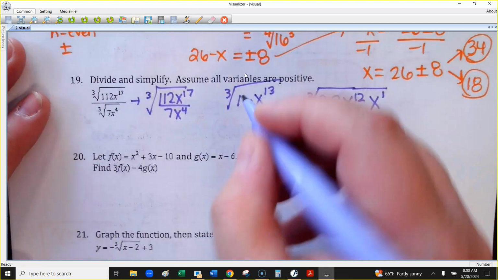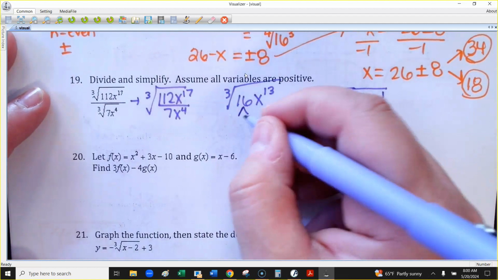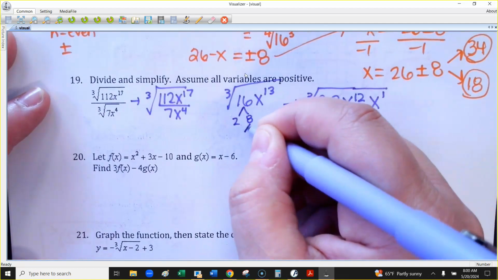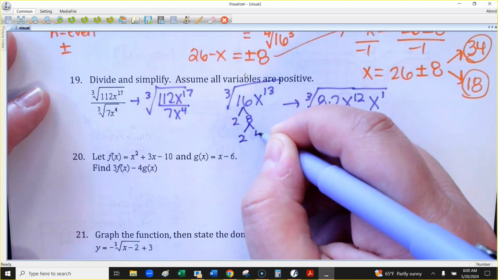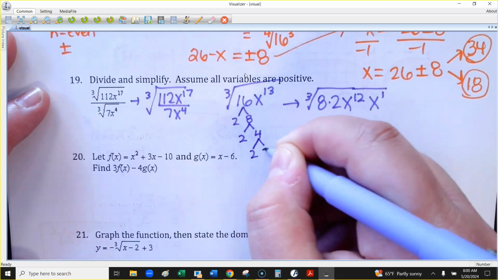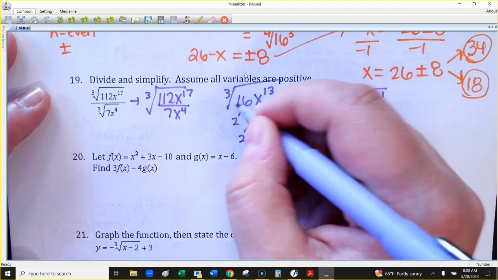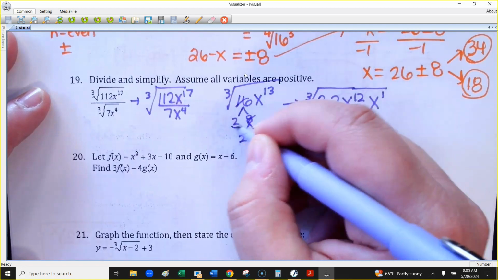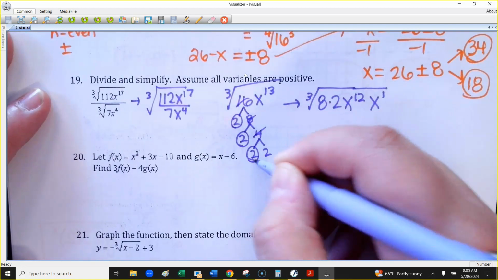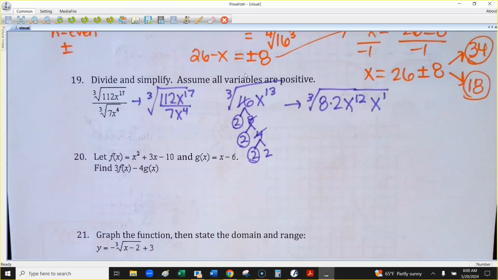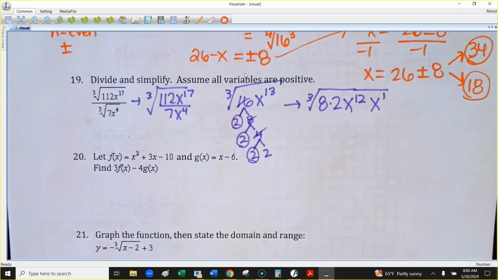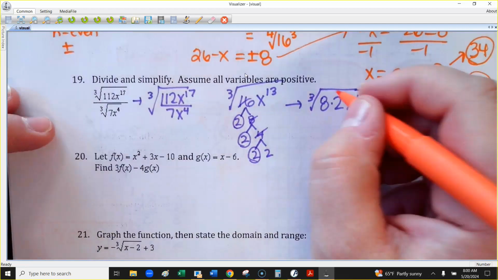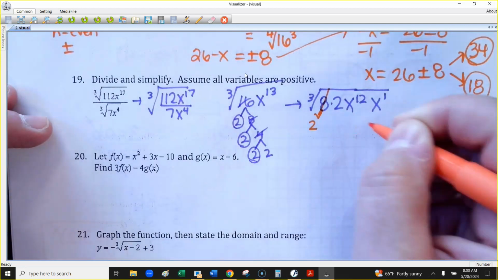If you want to break down the 16, do 2 and 8, and then you got 2 and 4, and then you got 2 and 2. If you want to do the factor tree, completely fine. You're just looking for a group of 3 if you have a cube root, and you're going to see I'm going to get the same thing with what I did too. You're going to pull out a 2, you should still have a 2 left underneath. Here, the cube root of 8 is 2, but I still have the 2 underneath.